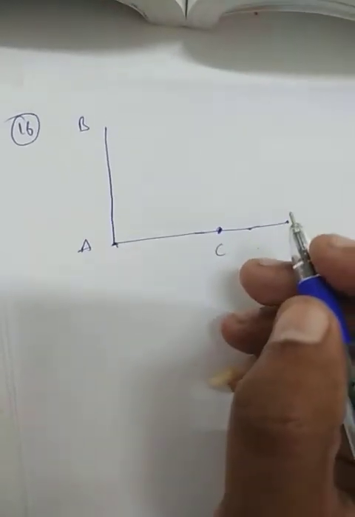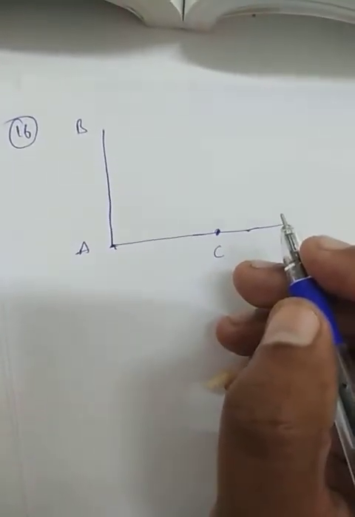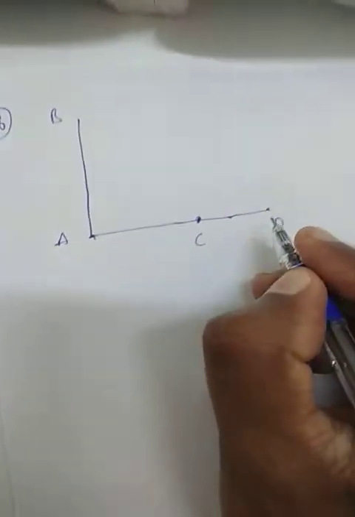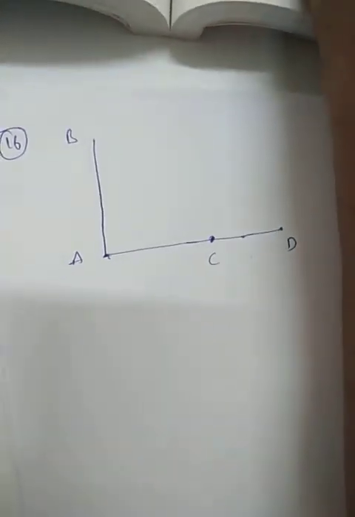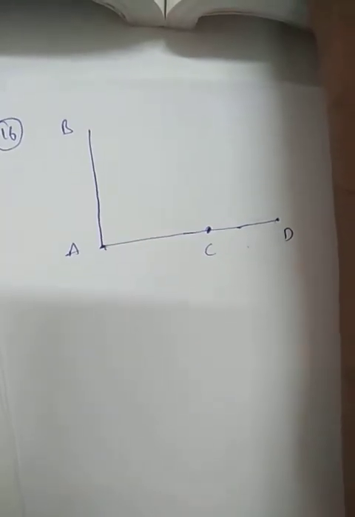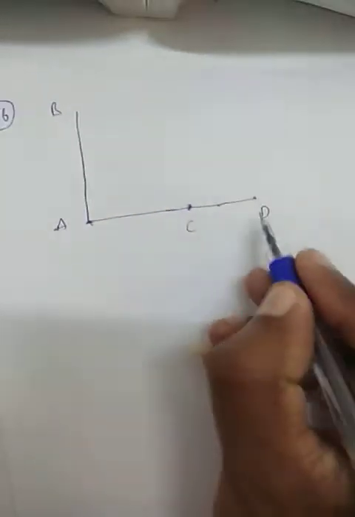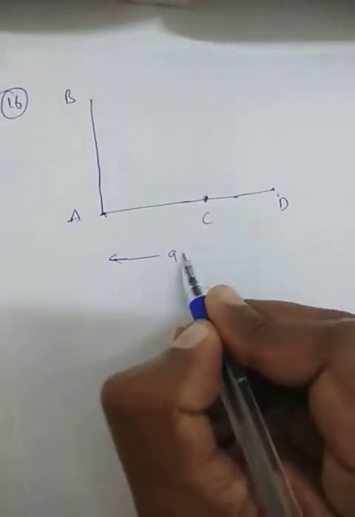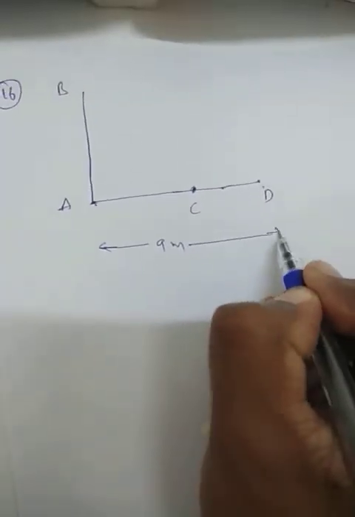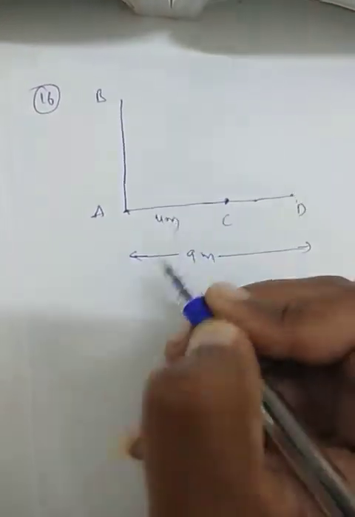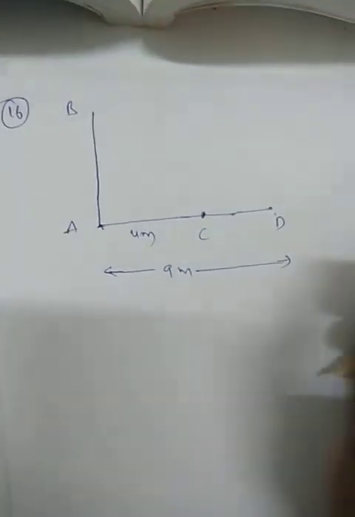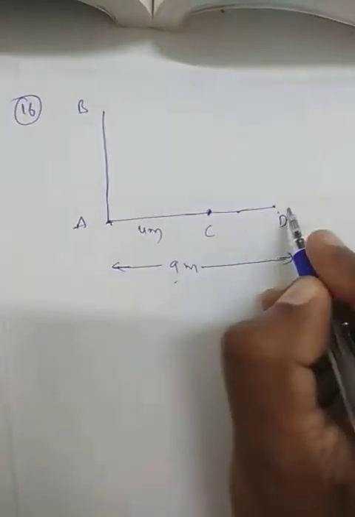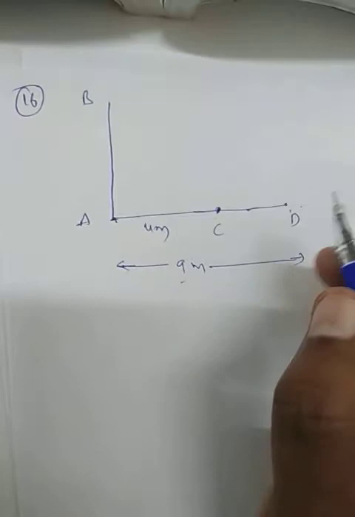From these two points, at distances of 4 meters and 9 meters from the tower. This point is obviously at 9 meters of distance, and from here to here is 4 meters of distance. So one point is 9 meters away and one is 4 meters away from the foot of the tower.